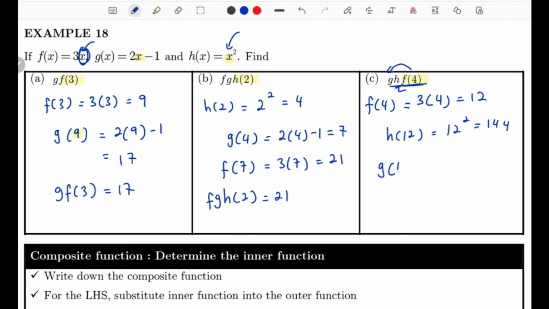So g of 144. So g, substitute into the x: 2 times 144 minus 1, which is 287. So g of h of f(4) is equal to 287.